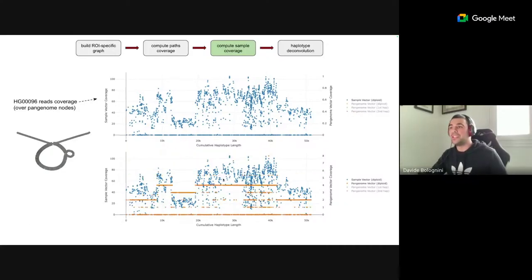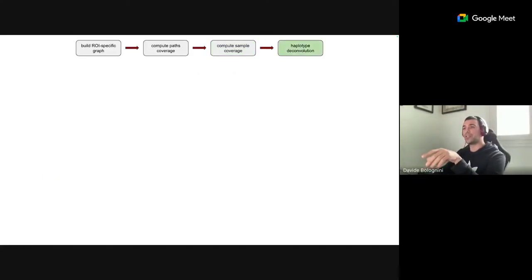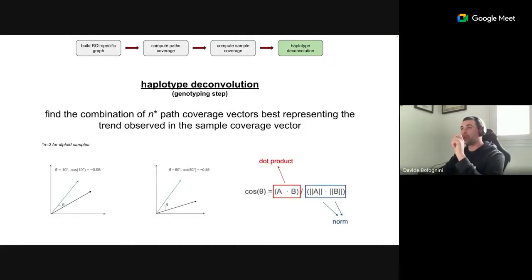You can of course overlap these with other haplotypes. So this is, for instance, the same sample, but the pangenome coverage represented here comes from haplotypes of a different sample, AG00171. So once we have this setting, we have the path coverage vector and we have the sample coverage vector. The question that we want to address is the haplotype deconvolution itself, which is the proper genotyping step. The haplotype deconvolution problem can be broken down to finding the combination of paths best representing the trend observed in the coverage vector.